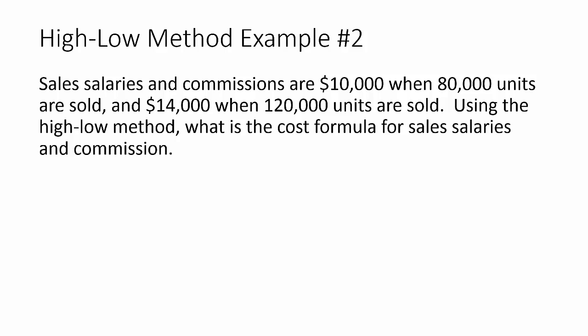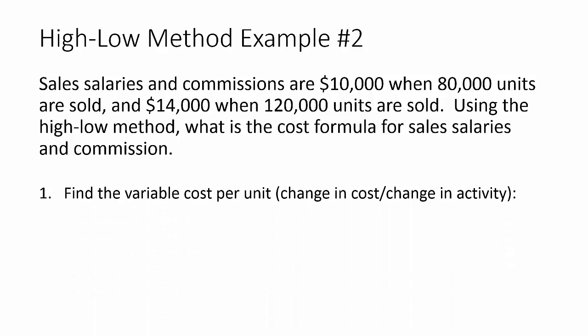Here is a situation where we have only 2 data points, so we know the high and the low. Remember that the first thing we'll do is to find the variable cost per unit by taking the change in cost and divide it by the change in activity.